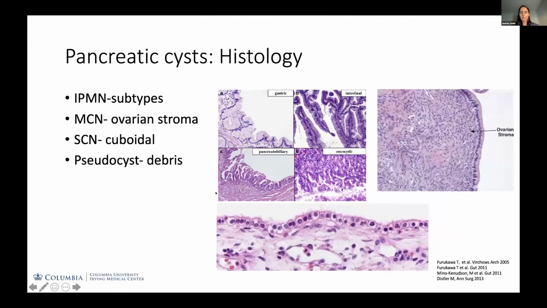More importantly is the histology of these cysts, which is pathognomonic for all of them, as it actually defines the cysts. IPMN has several subtypes, which also help risk stratify the risk of progression within IPMNs: gastric, intestinal, pancreaticobiliary and oncocytic. Mucinous cystadenomas have this very characteristic single-layer ovarian stroma, and serous cystadenomas have this very typical cuboidal cell, which, if you're able to demonstrate this histology, can be diagnostic, and that's what we use as a gold standard in our pathological specimens.